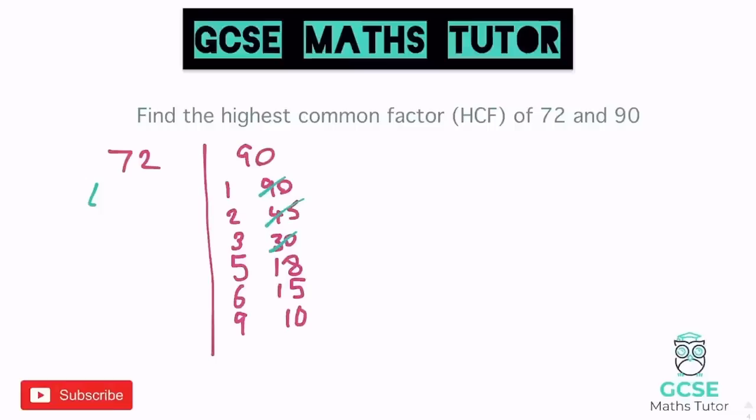So 4 times 18. We don't have to do all the factors of 72 there because we've spotted that it's 18. Of course we could use the prime factor method to find the highest common factor, which I'd recommend for numbers like this, so 72 and 90.